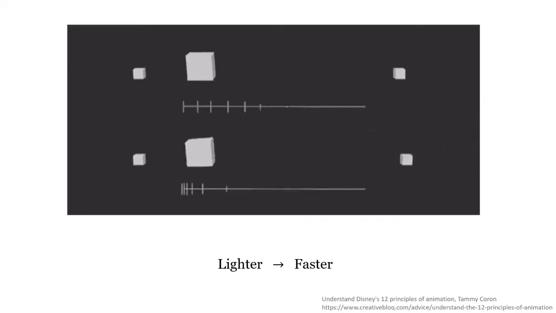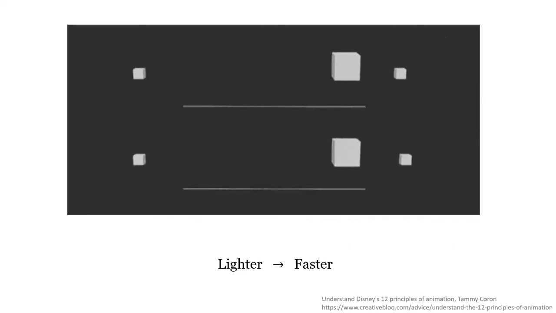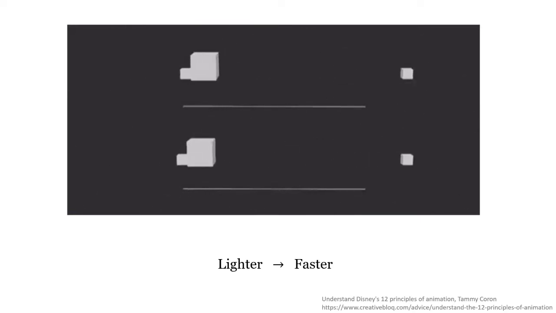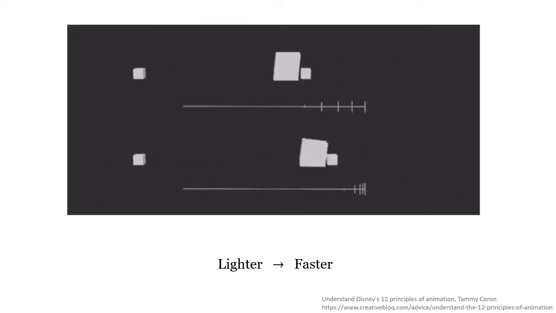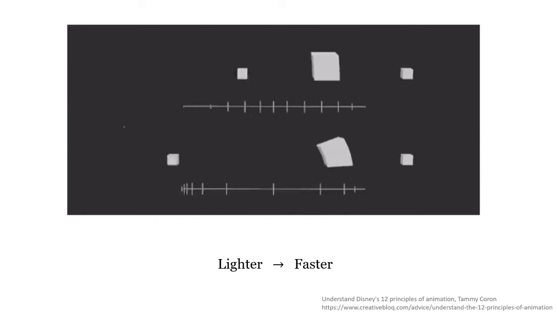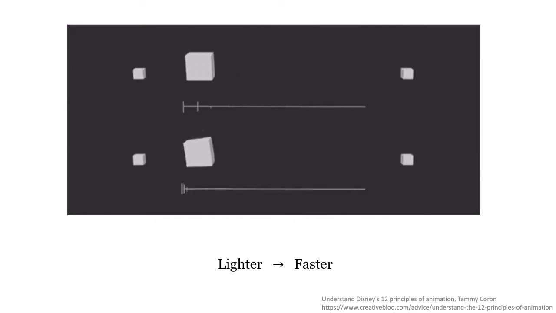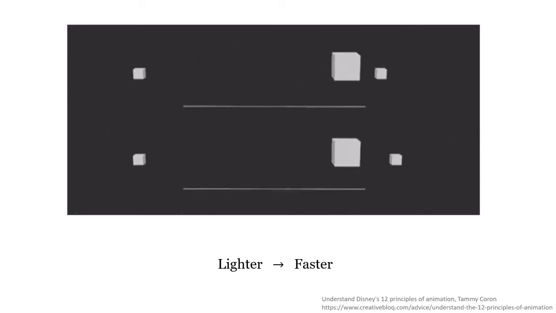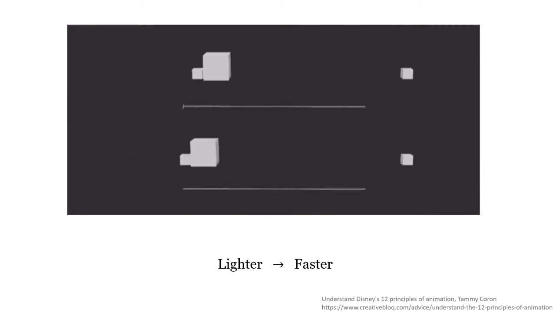Also, correct timing makes the object appear to obey the laws of physics. For instance, an object's weight determines how it reacts to an impetus. Like a push in this example, a lightweight object will react faster than a heavy one.